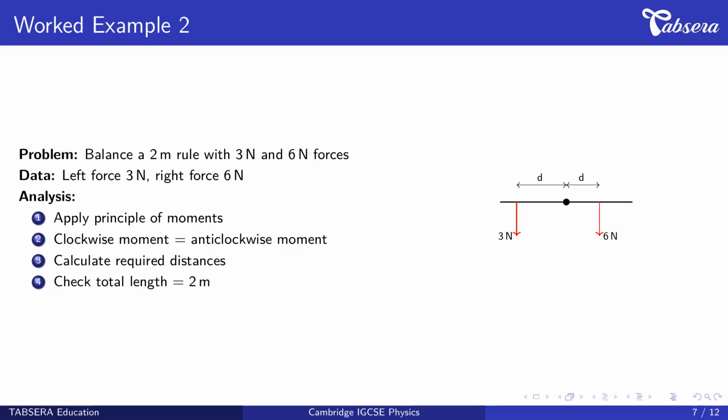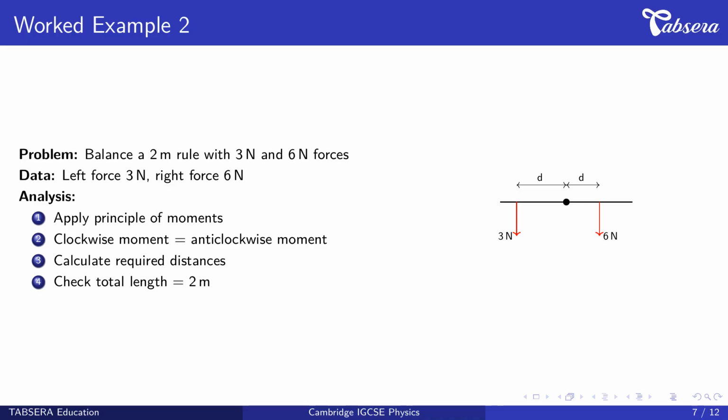Example 2 applies the principle of moments to balance forces. The problem is, balance a 2-meter rule with 3 Newton and 6 Newton forces applied downward. The data shows left force is 3 newtons, right force is 6 newtons. Now we analyse. First, apply the principle of moments. For equilibrium, clockwise moments must equal anti-clockwise moments. Second, set up the equation. 3 newtons times d1 equals 6 newtons times d2.